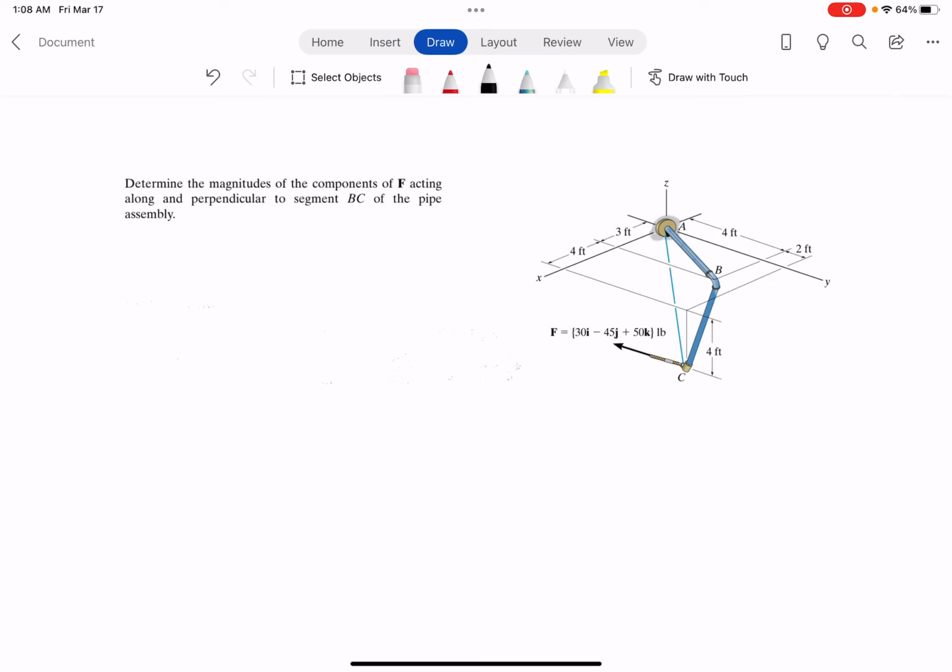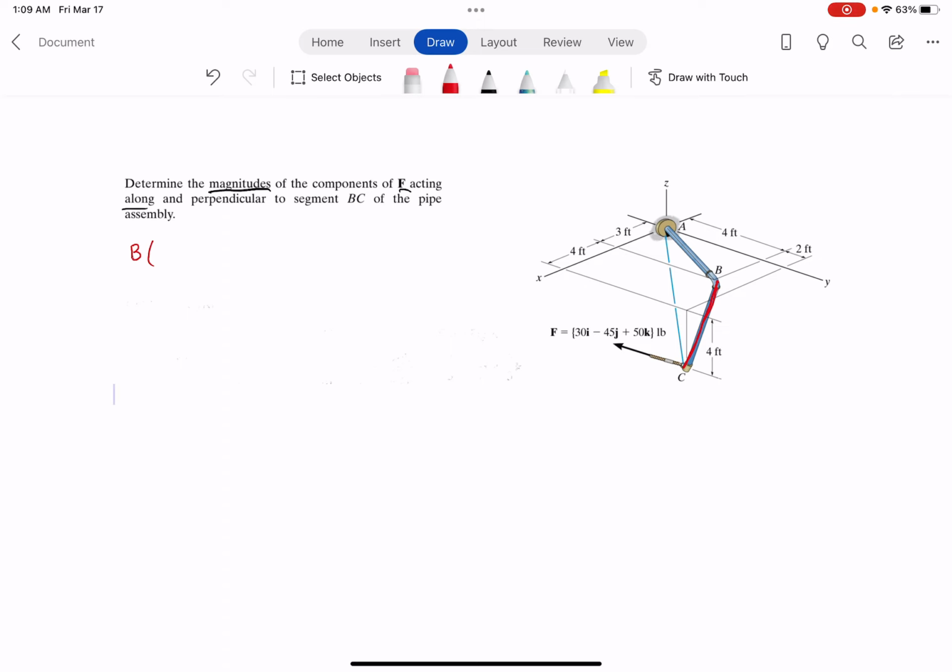Determine the magnitude of the component force F. This is the same force as before. Before it was acting along the cable AC, or line AC. Now it is acting along a segment, segment BC. So let me just erase this. Let's look at the coordinates of B and C.